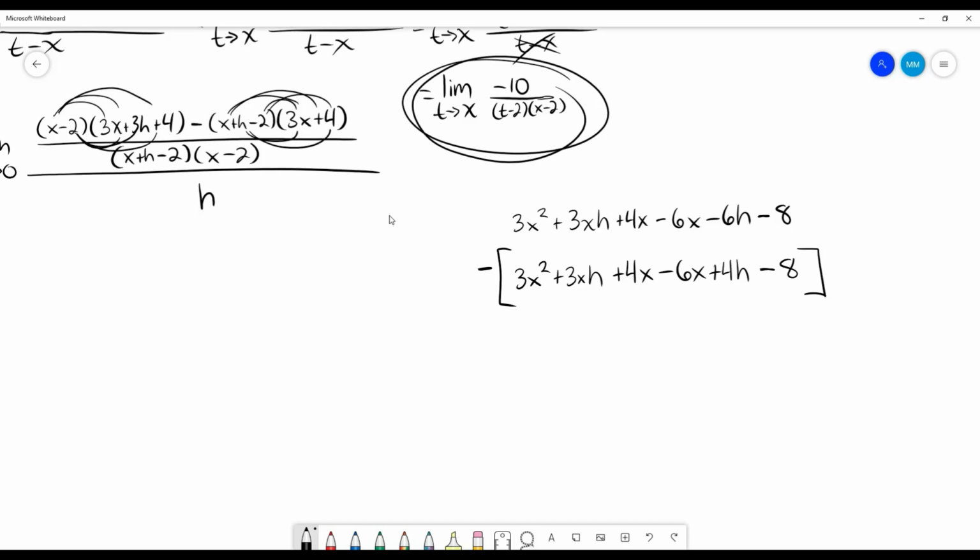So this is really interesting. Hold on. Did I mess something up? Just want to double check. It's going to be plus 4h. I did.